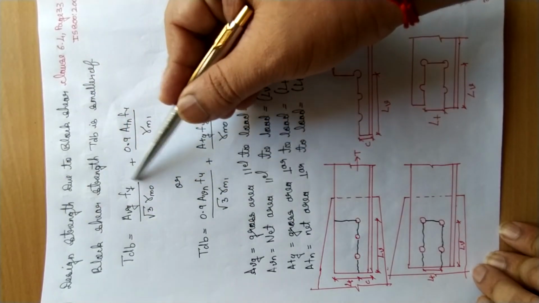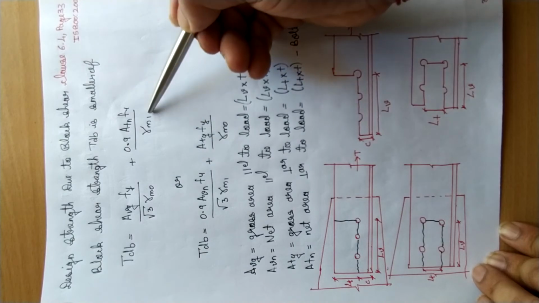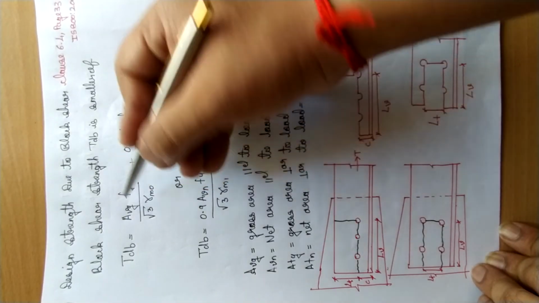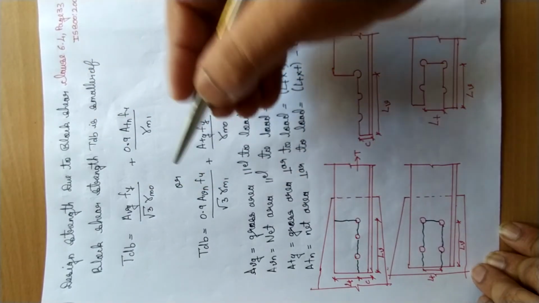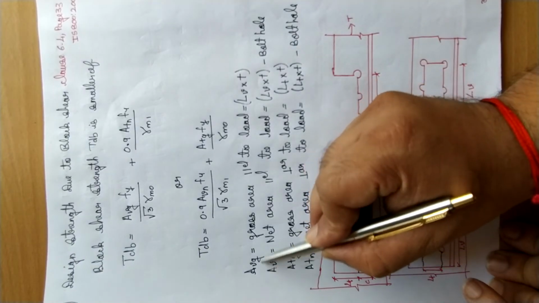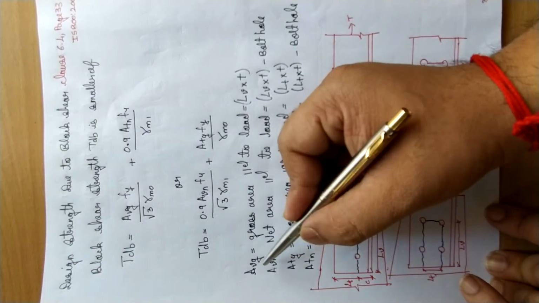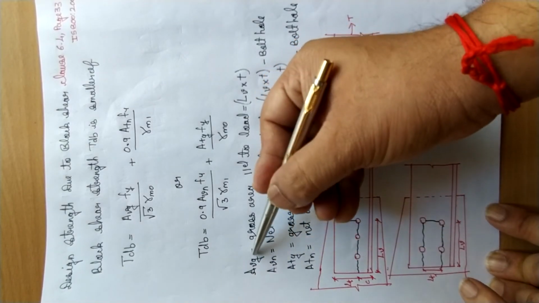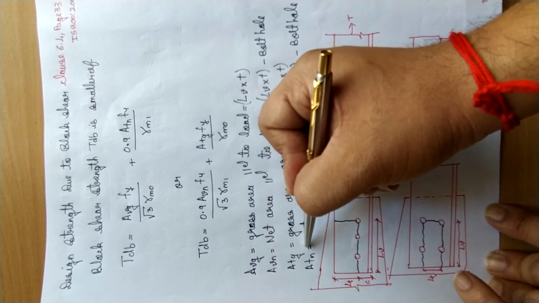Already we know what is Fy, what is gamma m0, what is Fu, gamma m1. So we have to understand 4 most important components. One is AVG, one is ATN, the other is AVN, the other is ATG. So what is AVG? Here also again, what is this G and N? I have already explained. G refers to gross, N refers to net.